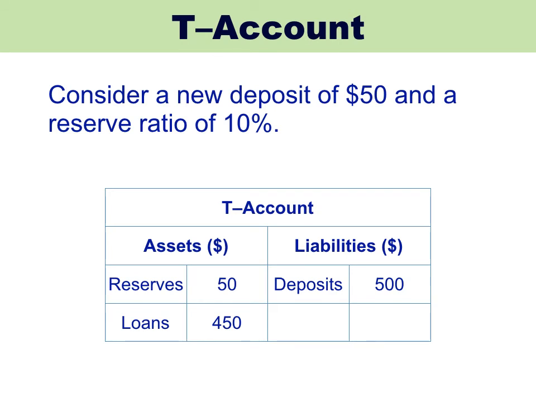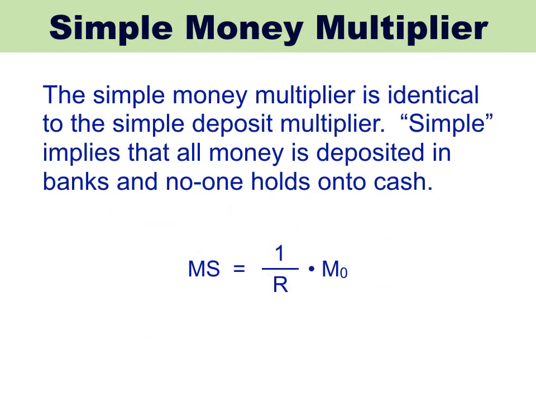But the important thing is that we can see that this initial deposit of $50 has increased to $500. So the money supply has increased by 10 times because of fractional reserve. And again, the money supply is going to be exactly the same in this case. 1 over R multiplied by the initial amount of money.